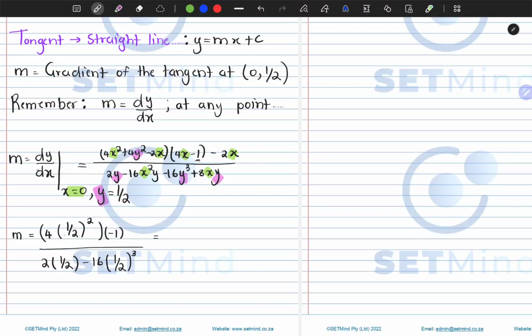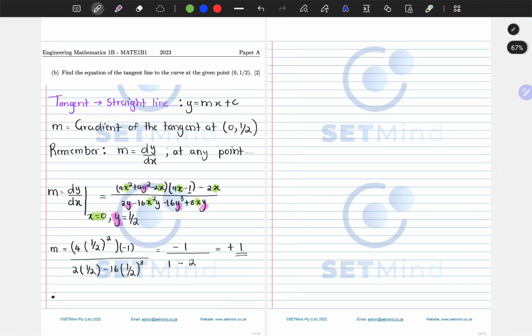So if you observe carefully, that numerator there is 4 times a half squared. That will end up amounting to a -1. On the denominator here, we'll end up having 1. And then 1 over 2 to the power of 3, that is the same as 1 over 8. And we have 16 divided by 8, that gives us 2. So we have -2 like this. So if you look carefully, our gradient becomes +1. So that is what we have as our gradient.